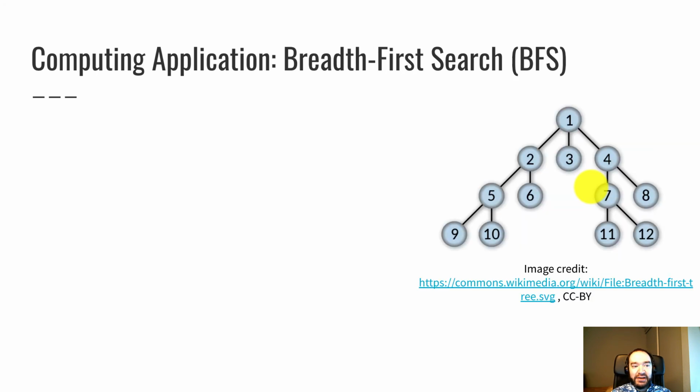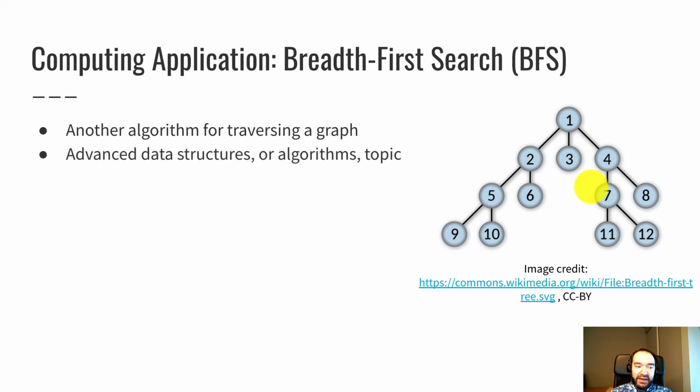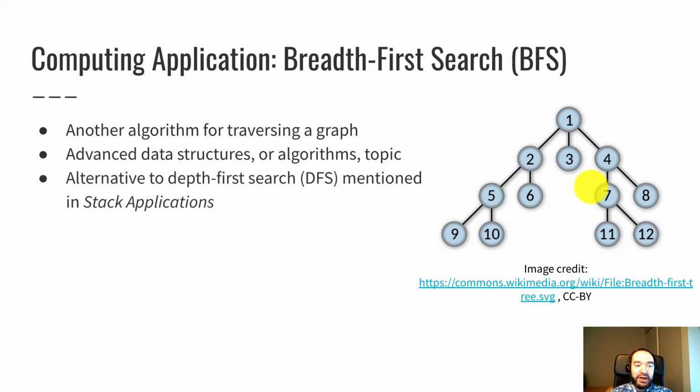Another example is breadth first search. This is another algorithm for traversing a graph. Our previous video on stacks introduced the idea of depth first search, DFS. This is breadth first search, BFS. And they're similar algorithms, but they work a little bit differently. This is, again, kind of an advanced data structures topic or an algorithms topic. We're not ready to go into the details of this right now, but it is an alternative to depth first search.